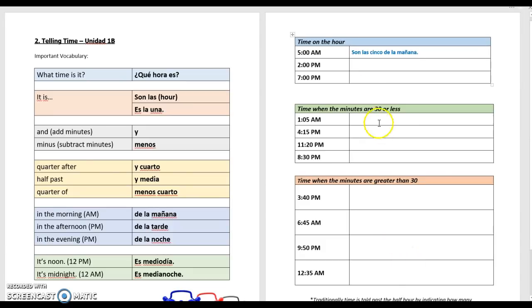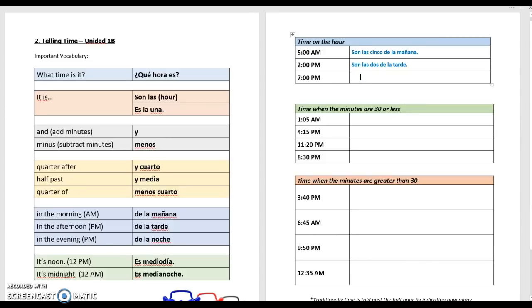All right. So remember, once again, you're not going to write this in real life. That would be what you would say. Son las 5 de la mañana. All right. Let's go on. 2 o'clock. Well, start off with son las, followed by the hour, 2, dos, p.m., de la tarde. So you can see all you're doing is taking this vocabulary from the left-hand side of the screen, putting it together, voila, now you have a sentence.